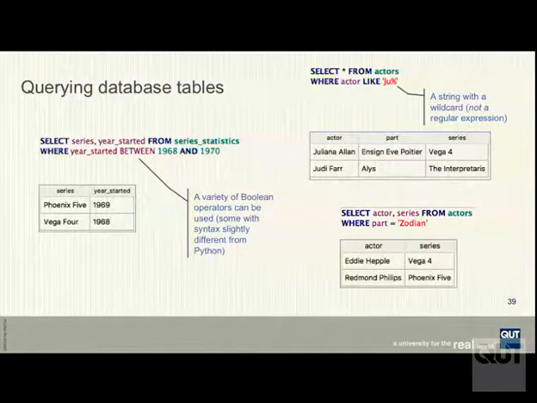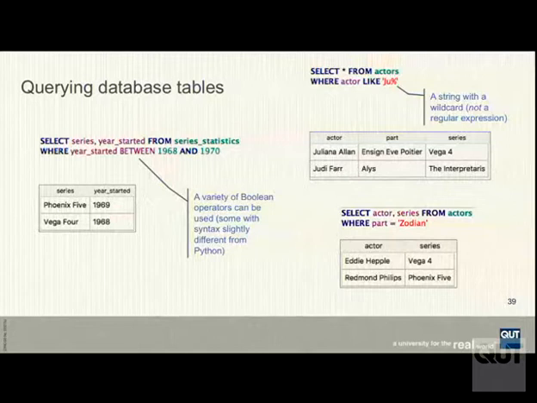So you can see we've got lots of different syntax here in these different languages to confuse you. And another one, select actor and series from actors where part equals Zodian. But we haven't actually got the name Zodian in our result set because we didn't select the part column.